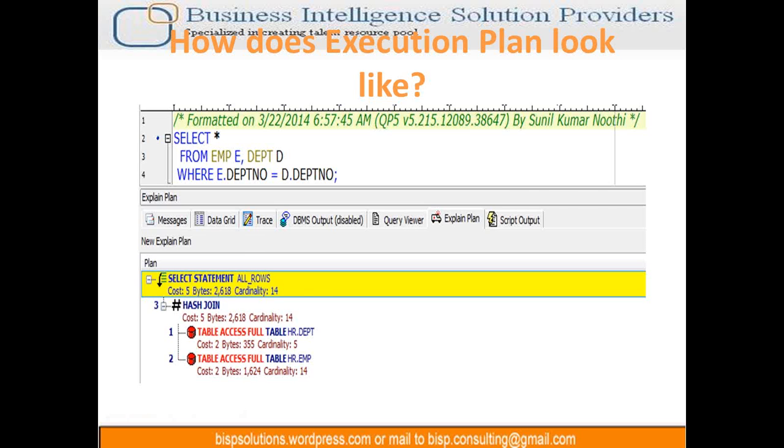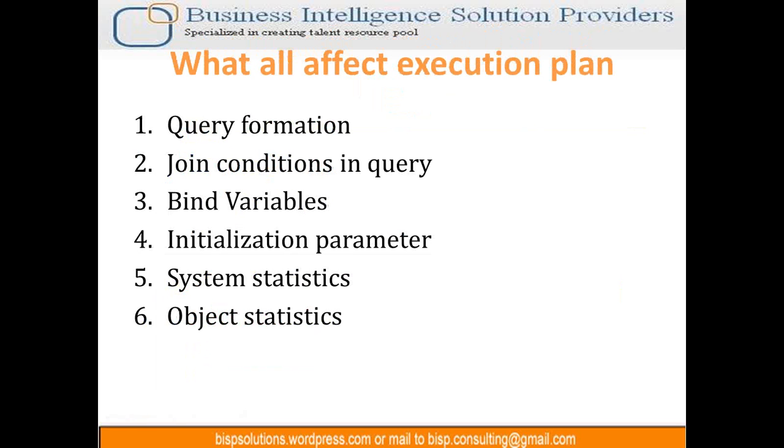But there are a few parameters that will affect your execution plan. One is query formation. If you are executing the same query, yes, you will get the same plan. And again, the join conditions in a query, bind variables in a query, and also the initialization parameters. If something has been changed in the initialization parameters at DB level, you may see an effect. It also depends on the system statistics and object statistics. So basically these all will affect our execution plan. That is the reason support has to be given for something placed in production, to get it completed quickly.